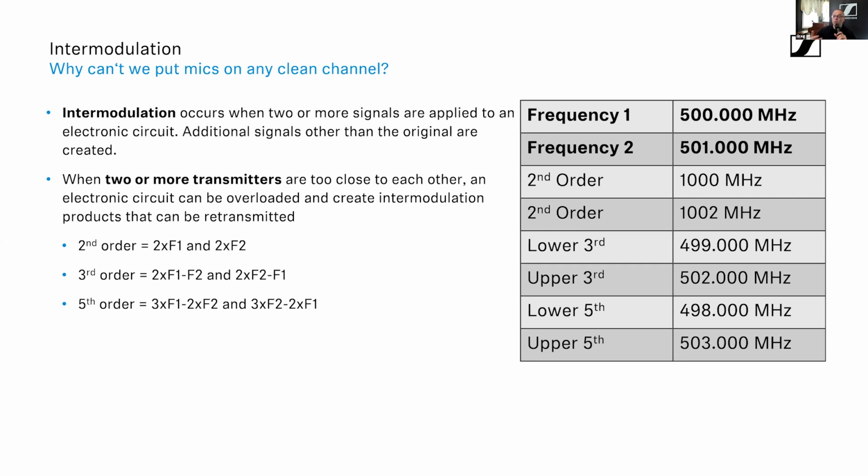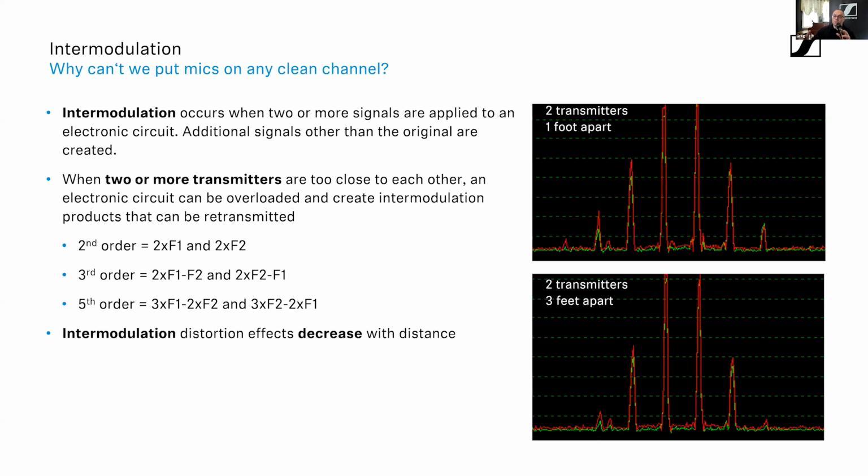If I were to put another wireless microphone on those frequencies or very close to those frequencies, the intermodulation will interfere with those wireless microphones, causing them to drop out. As the microphones get closer to each other, more energy goes from one to the other, creating more of this intermodulation. And as they move further apart, that'll start to go away.